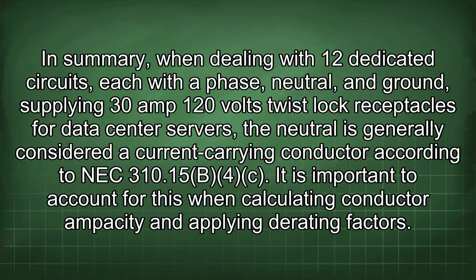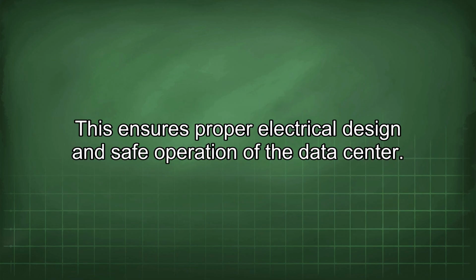In summary, when dealing with 12 dedicated circuits, each with a phase, neutral, and ground, supplying 30 amp 120 volt twist lock receptacles for data center servers, the neutral is generally considered a current-carrying conductor according to NEC 310.15(B)(4). It is important to account for this when calculating conductor ampacity and applying derating factors. This ensures proper electrical design and safe operation of the data center.